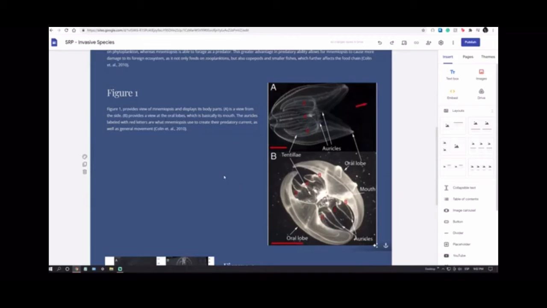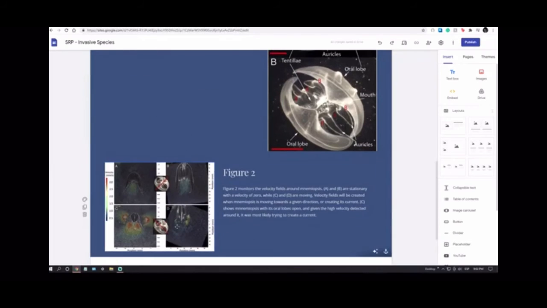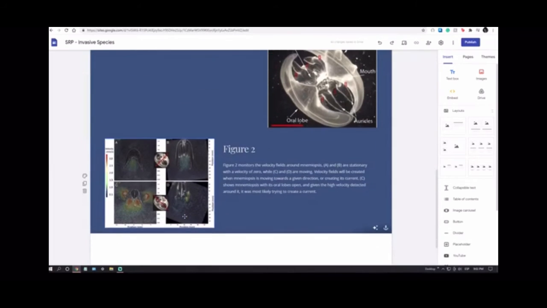So if we scroll down here, we have a figure that displays the anatomy of Mnemiopsis. So image A, well, it's one image, but it's A and B. Image A is from the side, and image B is from the bottom, where it's facing the mouth or the oral lobe, and the labeled red letters represent the cilia that Mnemiopsis uses to move and to create the currents that capture their prey.